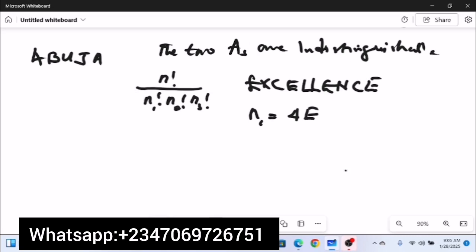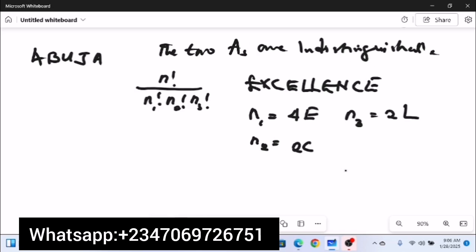Then again we can say n2 is equal to, we have 2 letters C in this word, so n2 is simply 2C. Then any other letter appearing here, I think we have L twice as well, so n3 is 2L, so the letter L appeared 2 times.